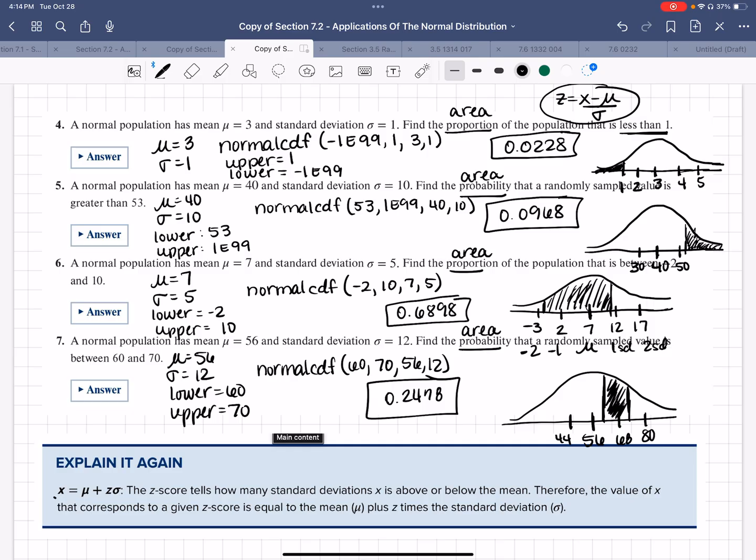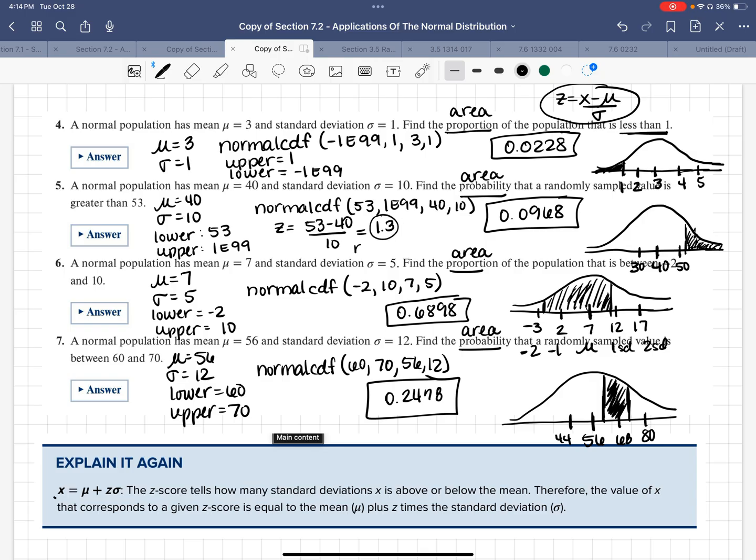So if I was to convert to a z-score first, like on number 5, I would have z equals, I know that x is what you would have to get, it's greater than 53. So z is x, 53 minus 40 divided by 10. That would give me 13 divided by 10, which is 1.3. It's a z-score of 1.3. Guys, look, 50 was at 1 standard deviation, and we're a little past that. Sure enough, that's a z-score of 1.3.